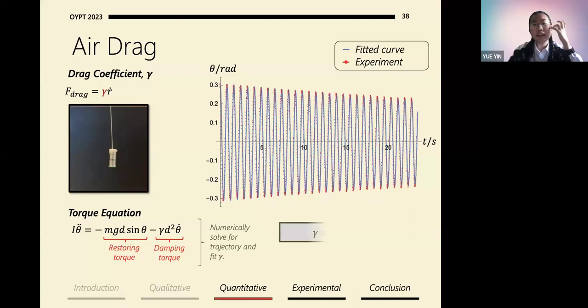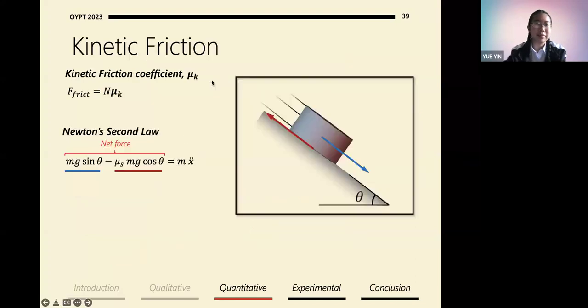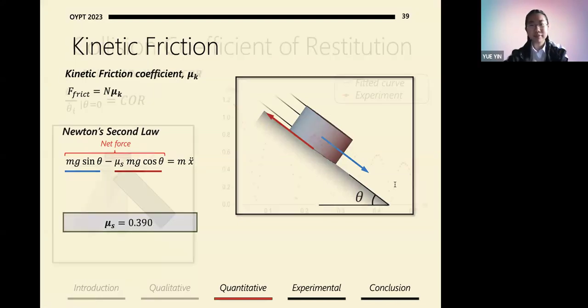Then if we have the magnet slip down the slope at a large angle, then we can also use this expression of F equals ma to find the kinetic friction coefficient.